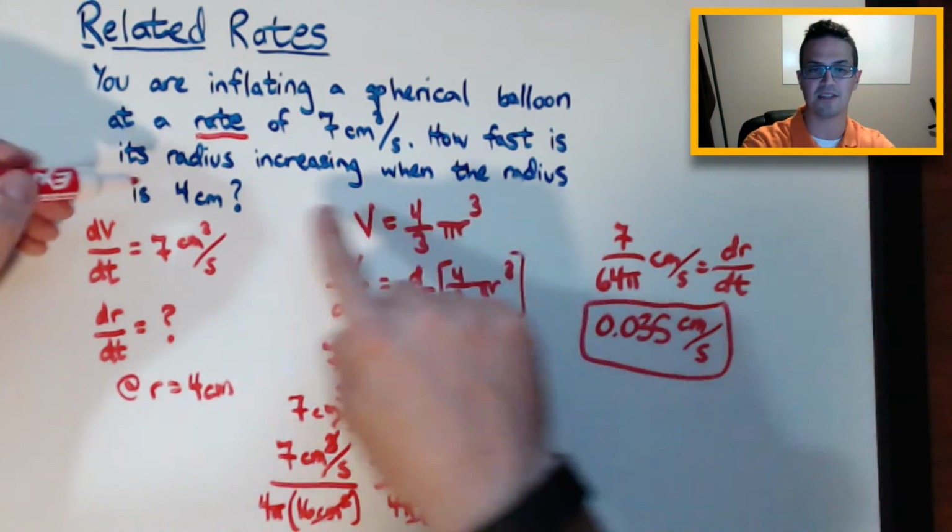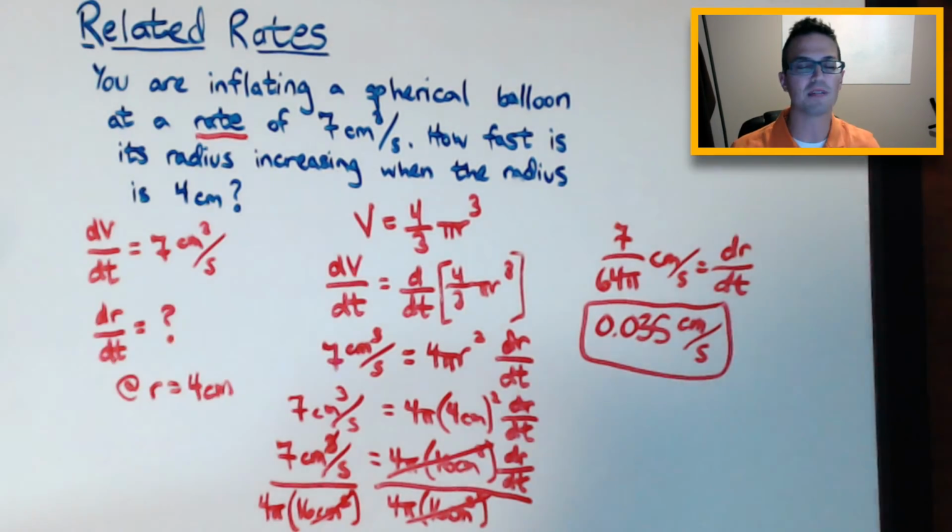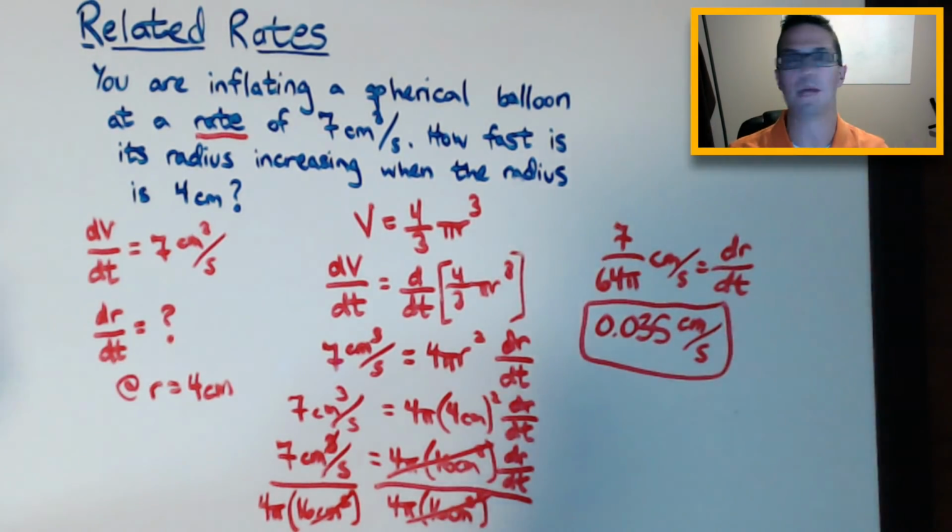So this is how fast the radius is increasing when the radius is 4 centimeters for this balloon that's being blown up. So that's related rates. If you have any questions about anything in this video, let me know.